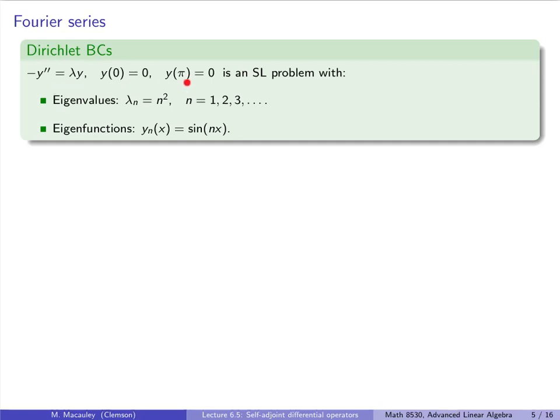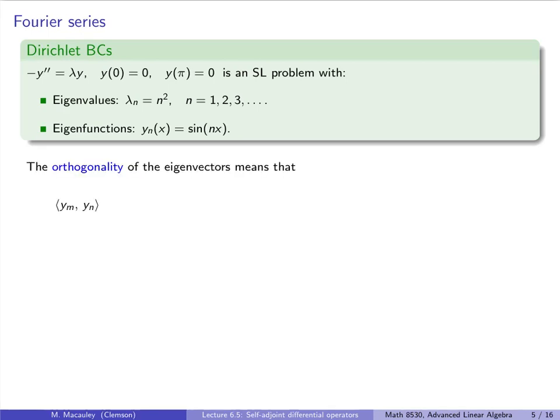So this equation here is a Sturm-Liouville problem with eigenvalues n squared for every positive integer and eigenfunctions sin(nx). It's easy to check that every function like this, sin(nx), satisfies this differential equation where lambda equals n squared.